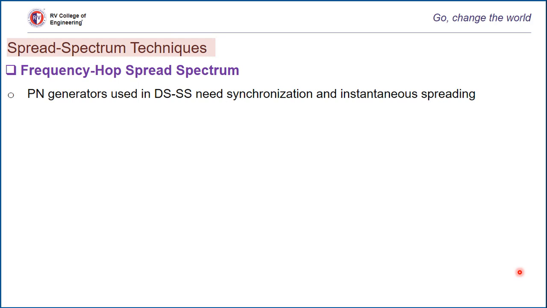A solution to the synchronization problem can be thought of as consisting of two parts. One is acquisition and another is tracking. In acquisition, two PN codes are aligned to within a fraction of a chip in as short a time as possible. First, the PN codes are acquired.